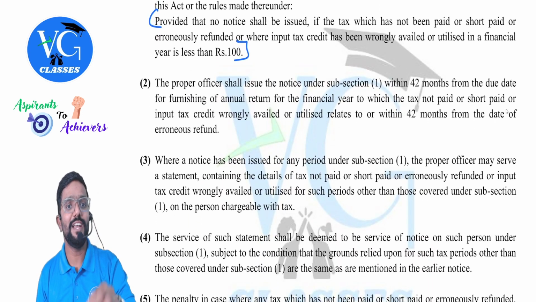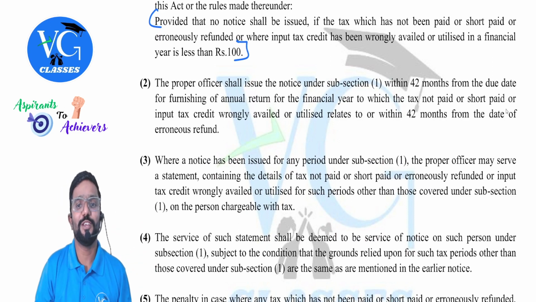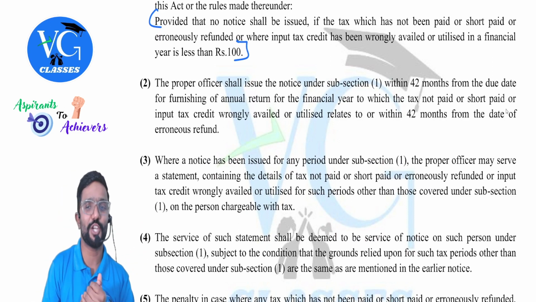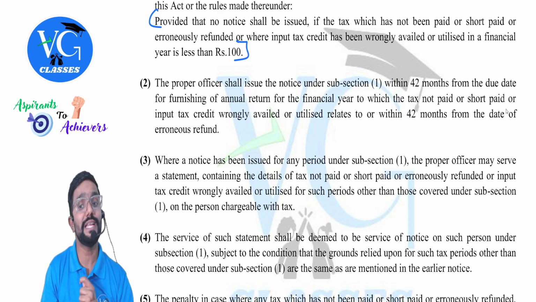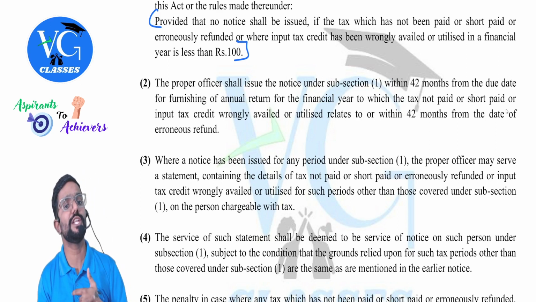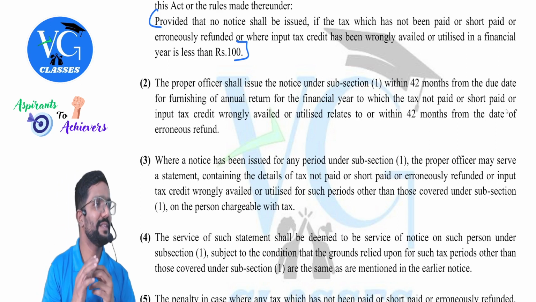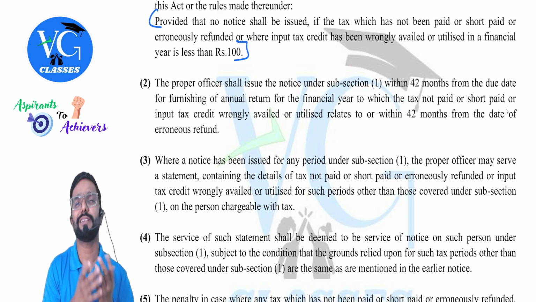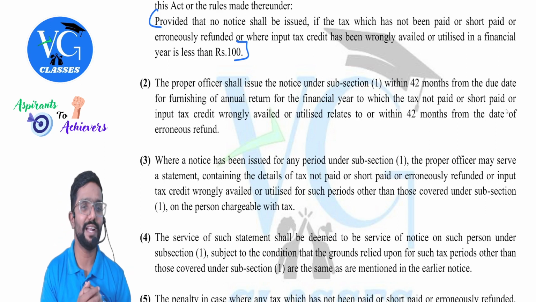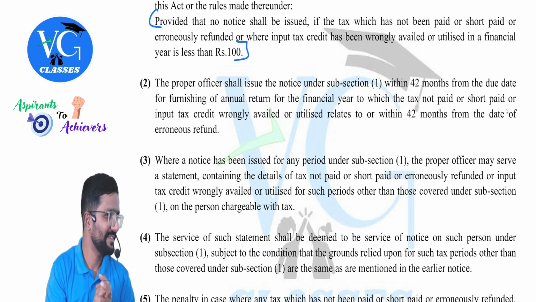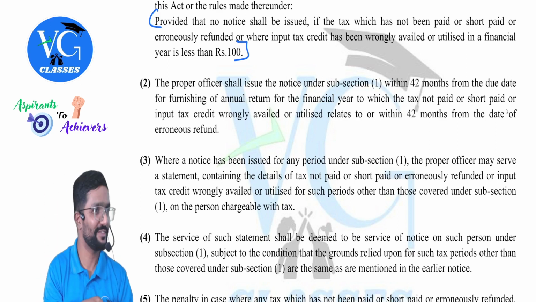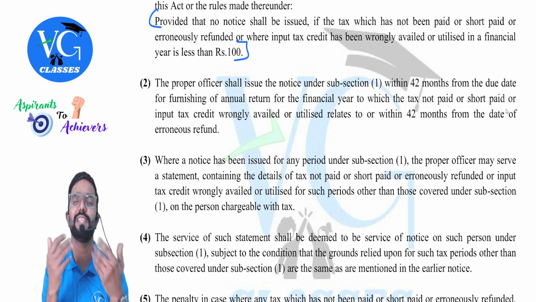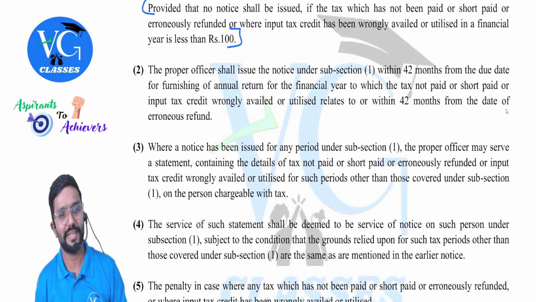Proviso. Provided that no notice shall be issued if the tax which has not been paid or short paid or erroneously refunded, or where input tax credit has been wrongly availed or utilized in a financial year, is less than 100. Means if the amount which is not paid or short paid or excess claimed is less than 100, leave it, let him enjoy. For this 100 rupees, how much time and money they have to spend to give notice? Correct? So they told if it is less than 100, drop it. Let them catch it.